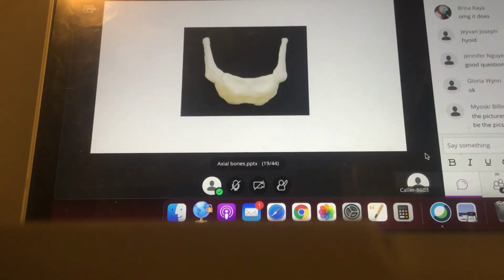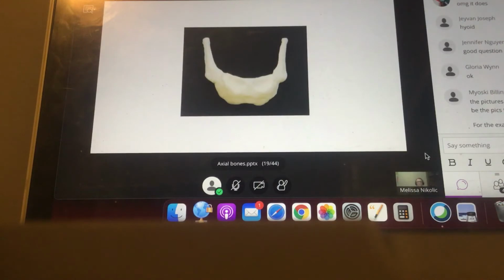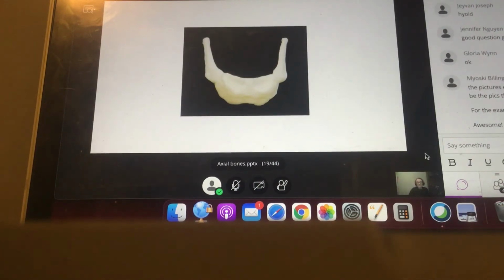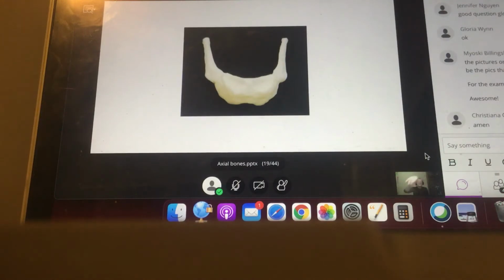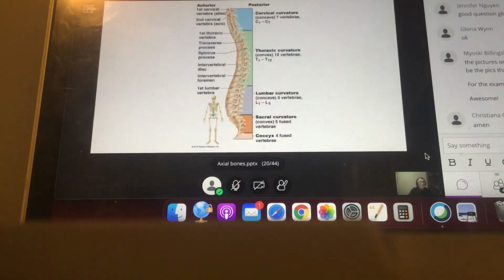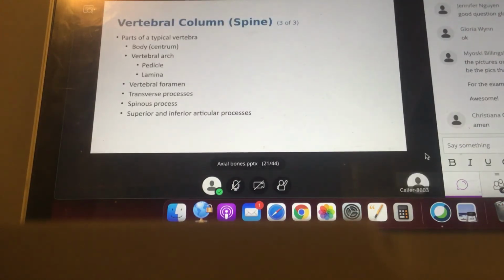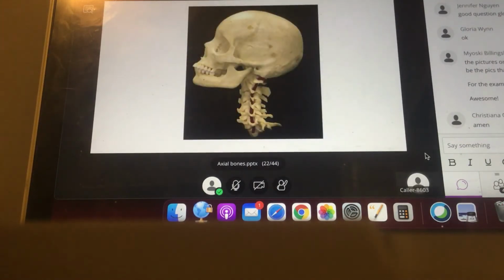Yes. The pictures are on Blackboard. Get the pictures on Blackboard. Absolutely. You go on Blackboard, you download the pictures, you memorize everything. Boom. Yep. That's what I'm saying. All right. Awesome. So that's just that. Let's keep going.